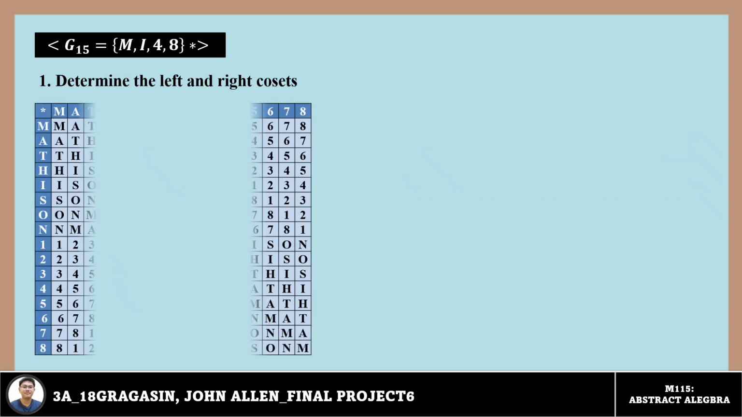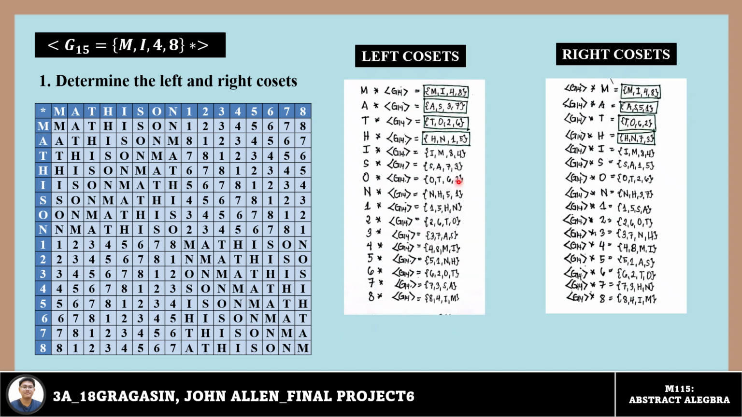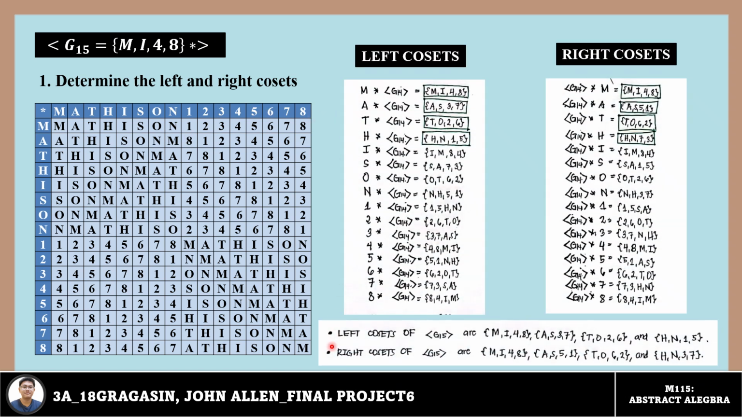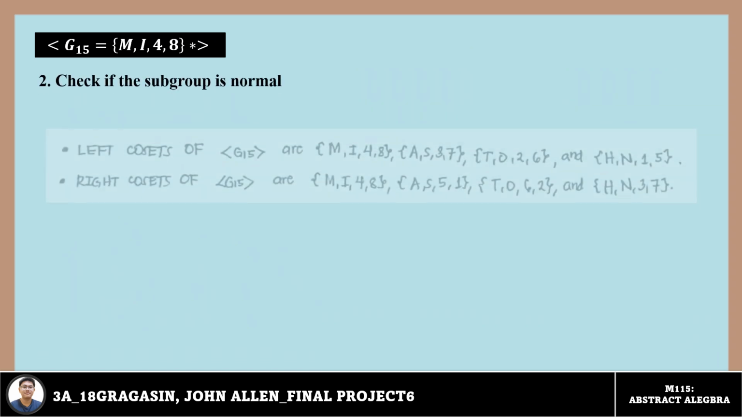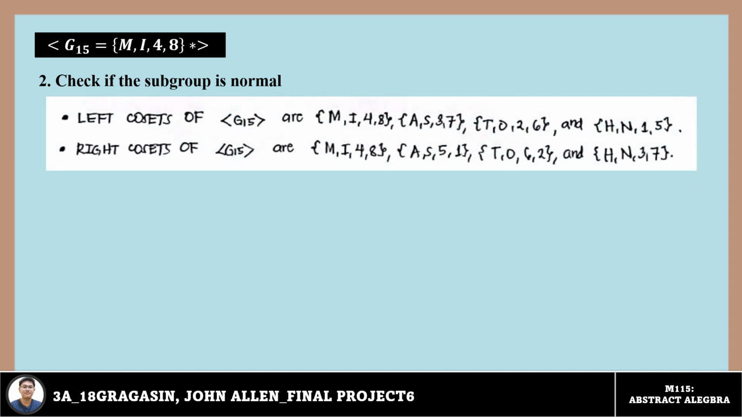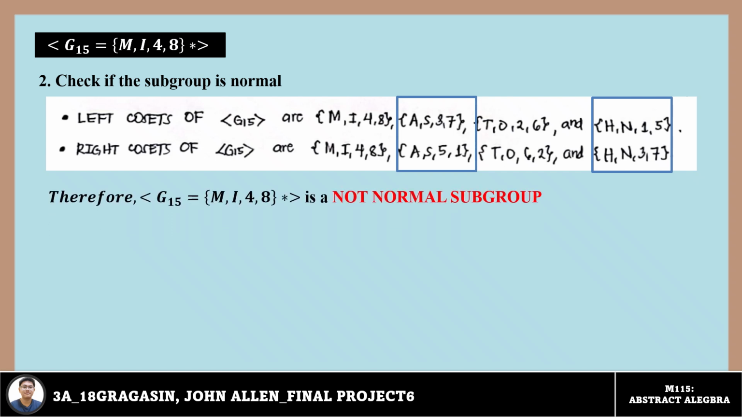And then for our right cosets, we have here for G sub 15, we have this left and right cosets for G sub 15. And then we check if it is a normal subgroup. Since, as you can see here, some of the elements in the G sub 15 are not equal, therefore it is not a normal subgroup.